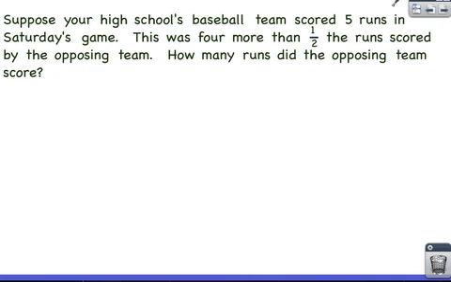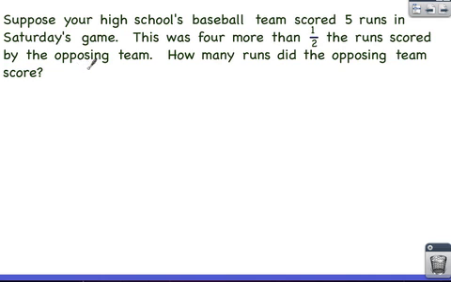Now you try this problem. Pause the movie and resume when you're ready. Suppose your high school's baseball team scored 5 runs in Saturday's game. This was 4 more than half the runs scored by the opposing team. How many runs did the opposing team score?